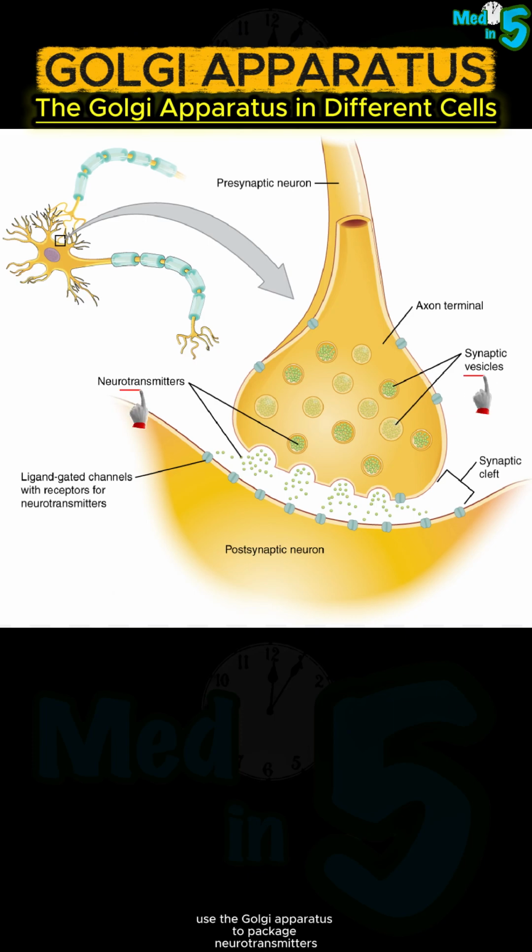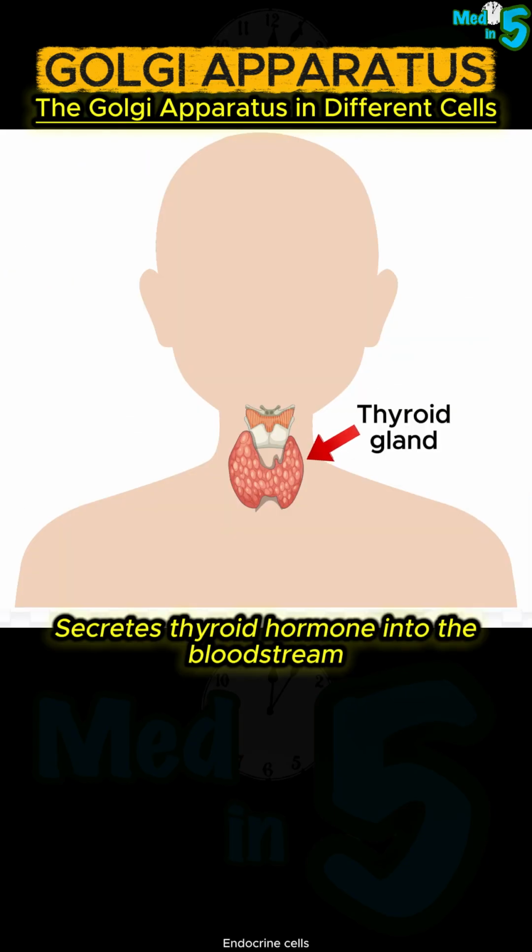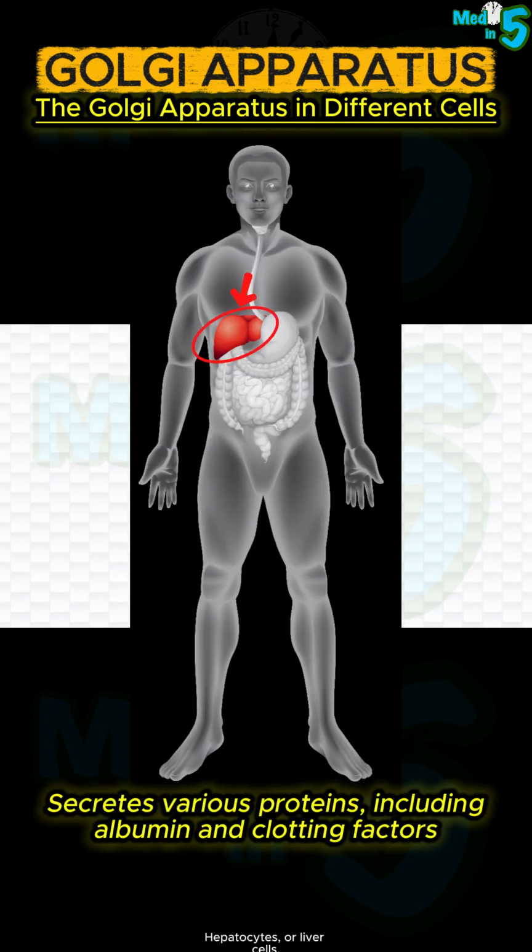Neurons use the Golgi apparatus to package neurotransmitters for signaling between nerve cells. Endocrine cells process and secrete hormones into the bloodstream. Hepatocytes, or liver cells, modify and export important plasma proteins.